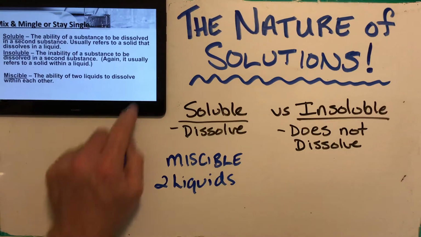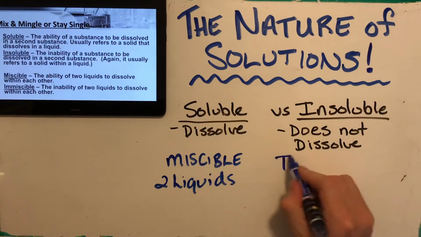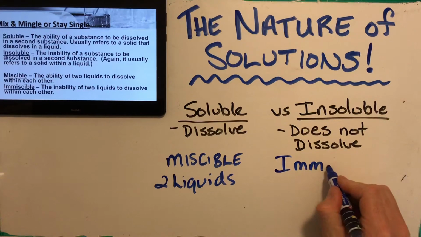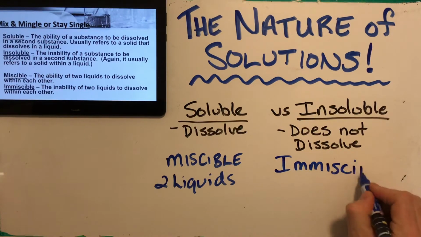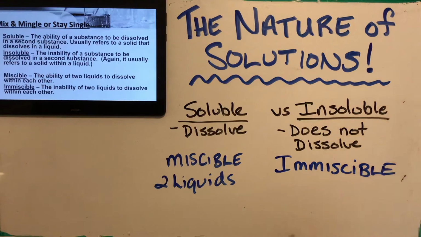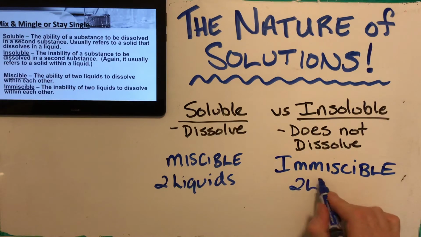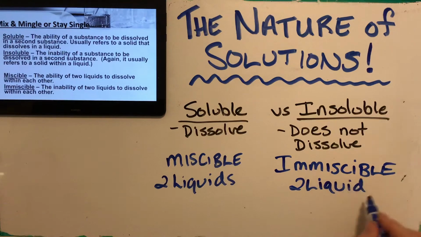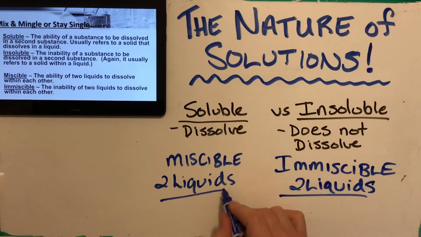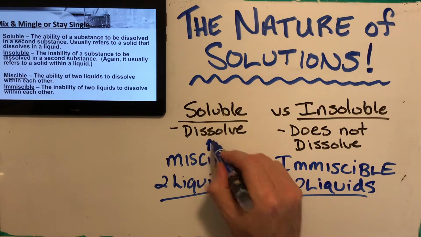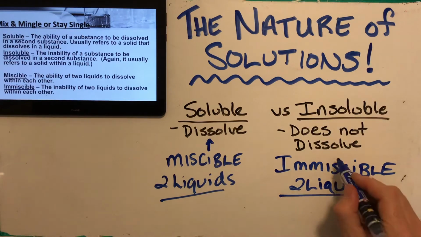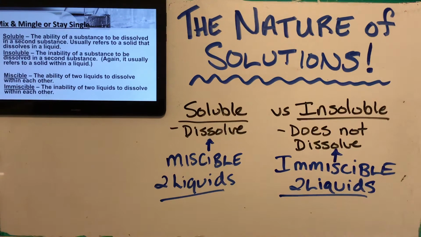If they do not mix with each other, they are said to be immiscible. Miscible and immiscible are only used when we have two liquids. Miscible is basically like saying the two liquids are soluble. Immiscible is like saying the two liquids are insoluble. But they're only used when we're dealing with two liquids.